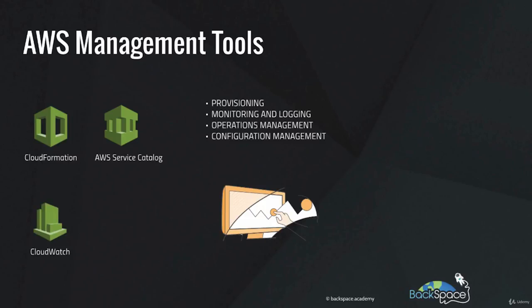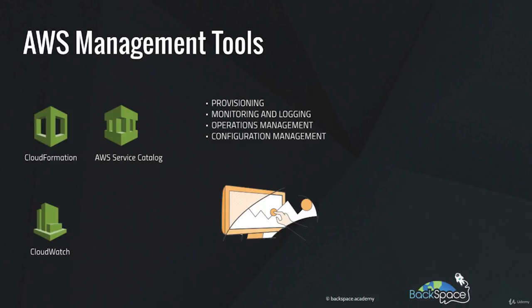AWS CloudWatch is a monitoring service for AWS cloud resources and applications that are deployed on the AWS cloud. It can be used for triggering scaling operations, or it can also be used for providing insight into your deployed resources.